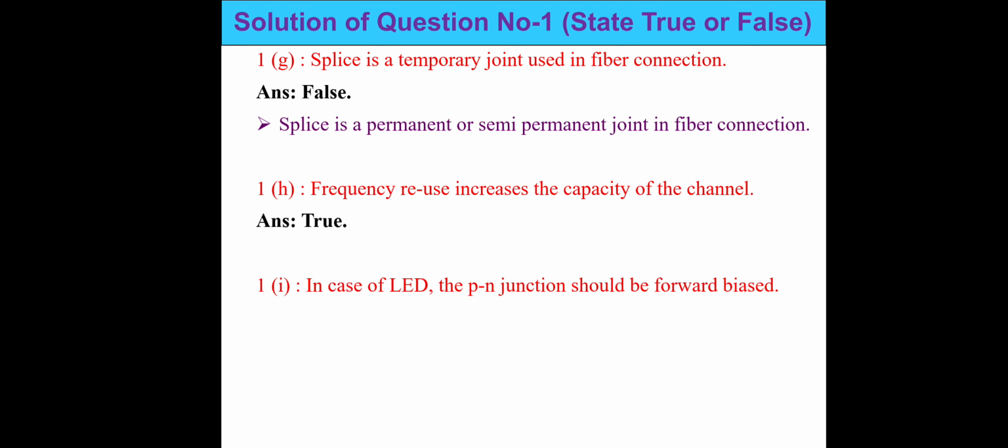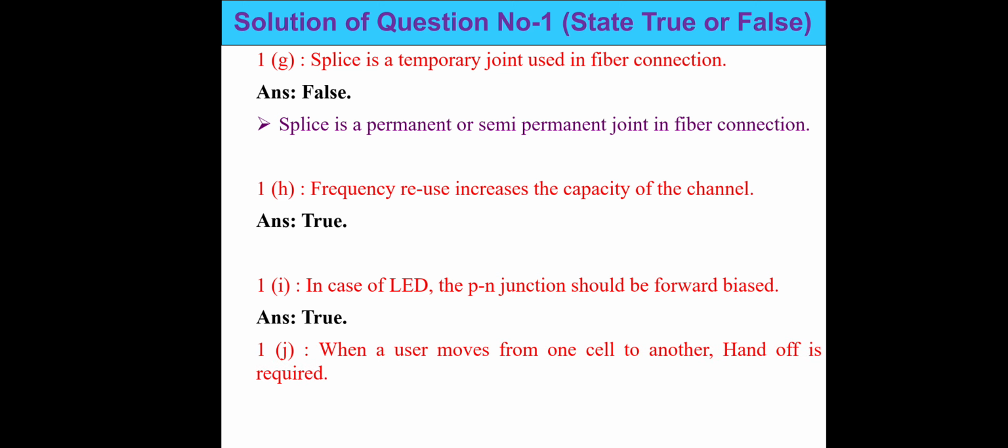In case of LED, the PN junction should be forward biased. Yes, this statement is also true because a PN LED works on the principle of forward bias junction only. So when a user moves from one cell to another cell, handoff is required. So this statement is true because when one user moves from one cell to another cell, handoff is required.